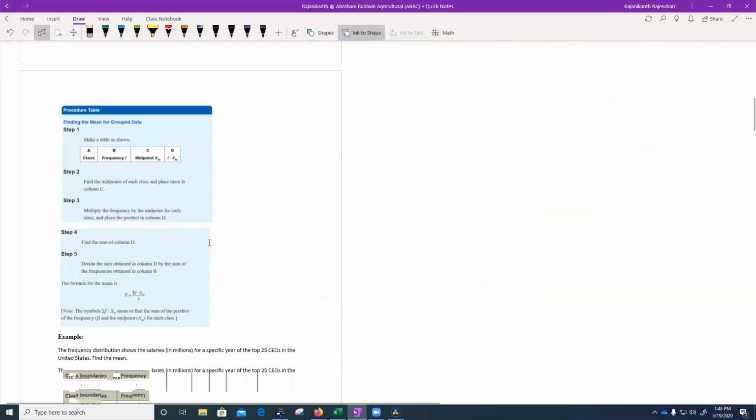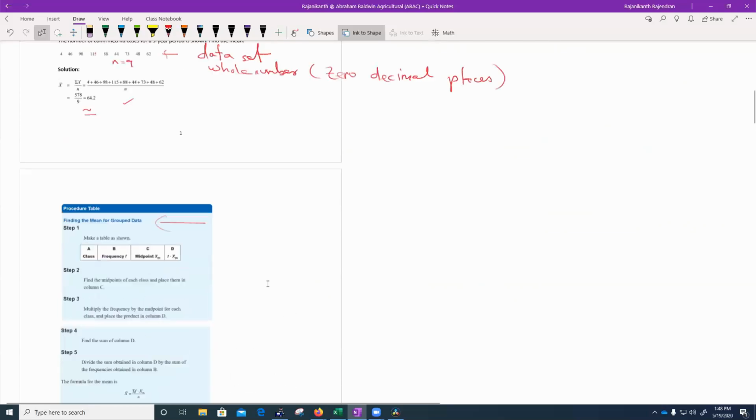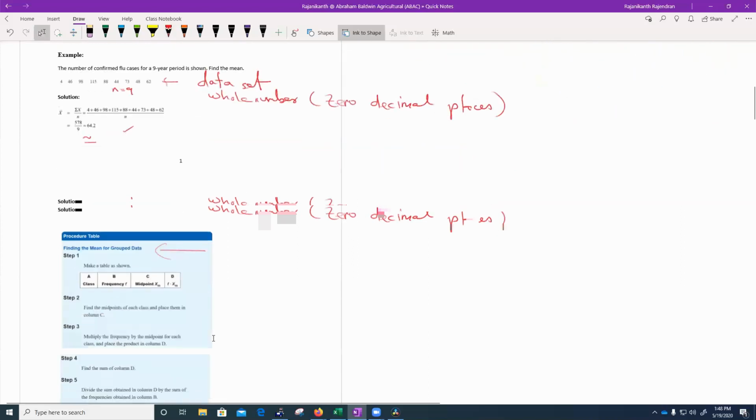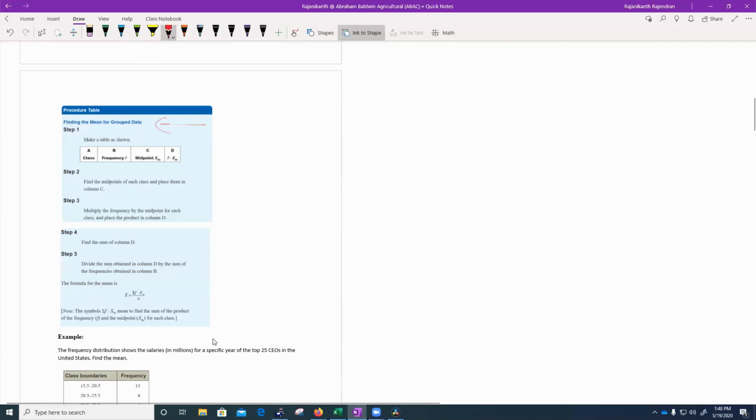Now, what will happen if we are given a frequency table, a group frequency table? Remember, in the previous problem, the data set is just raw data, right? You don't have the table. But now, if you are given a table, then we have a different procedure to find the sample mean. What is that? First of all, you need to make a table. So, how many columns are there? You need to make 1, 2, 3, 4, 4 columns. Okay. You need to make 4 columns.